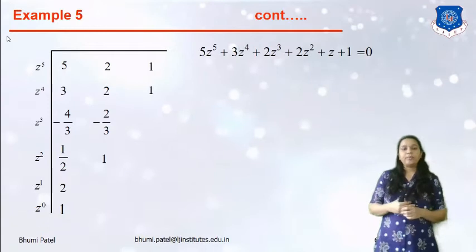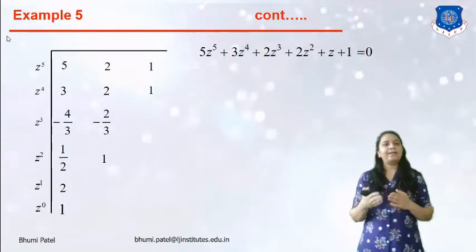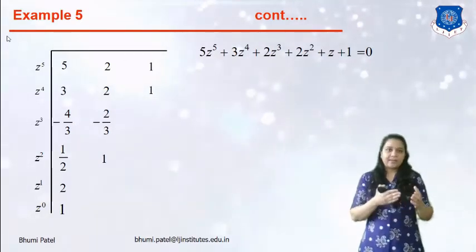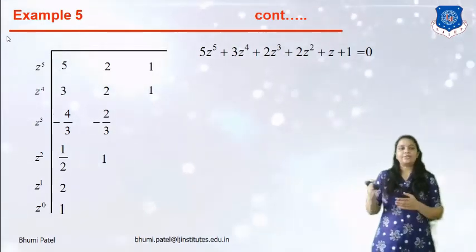For that, for B1, the equation will become 3 into 2 minus 5 into 2, divided by 3, and the answer is minus 4 by 3. For B2, the answer is minus 2 by 3.